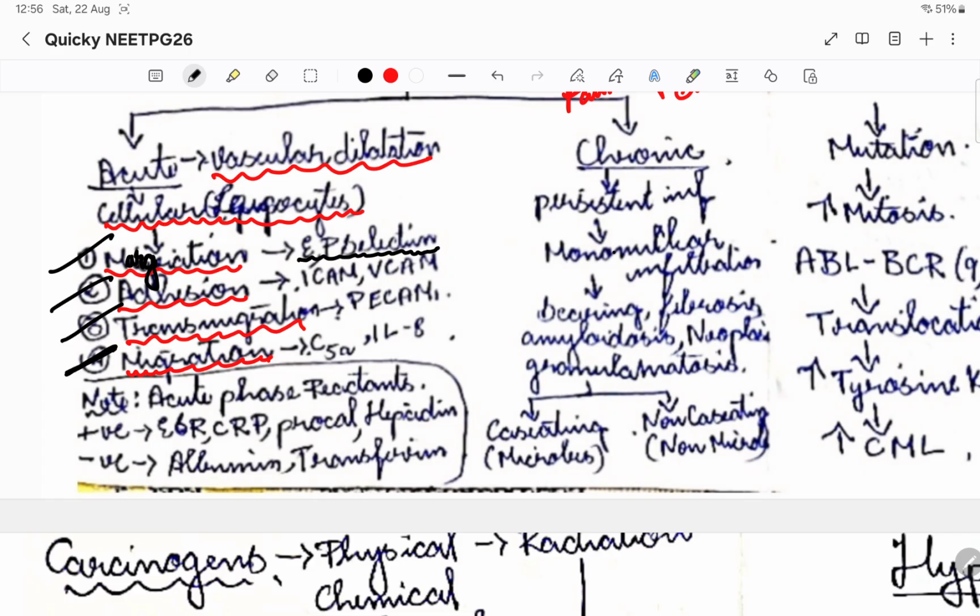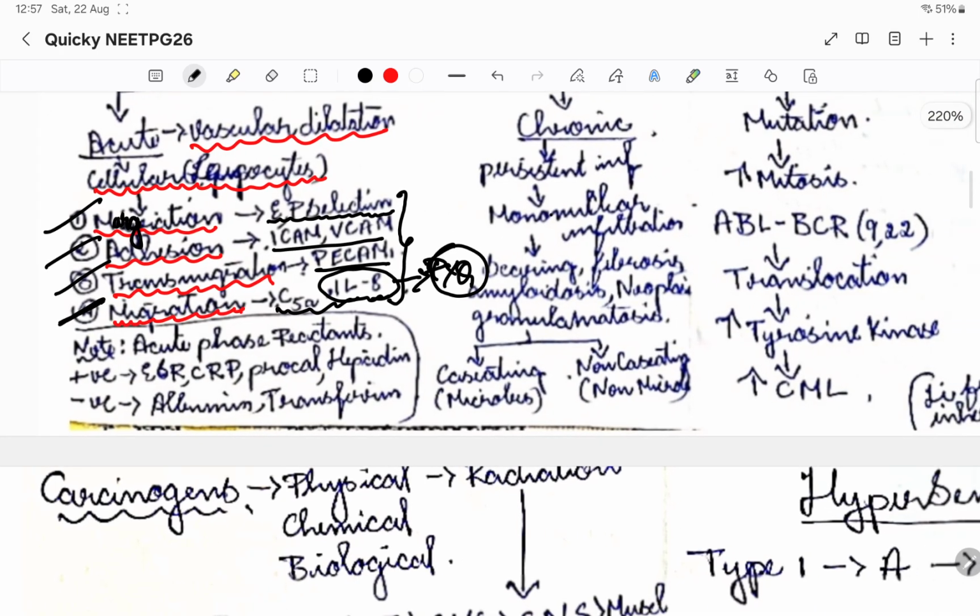Okay, so these are the molecules that are present for these things to happen. E and P selectin will be supporting the margination. ICAM and VCAM will start the adhesion. Then PECAM is the receptor that causes transmigration, whereas C5a and interleukin 8 cause migration. Okay, interleukin 8 function, it is a previous year question. Please remember this. Migration is because of interleukin 8.